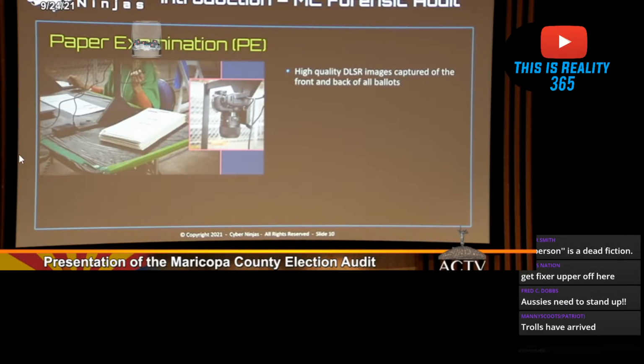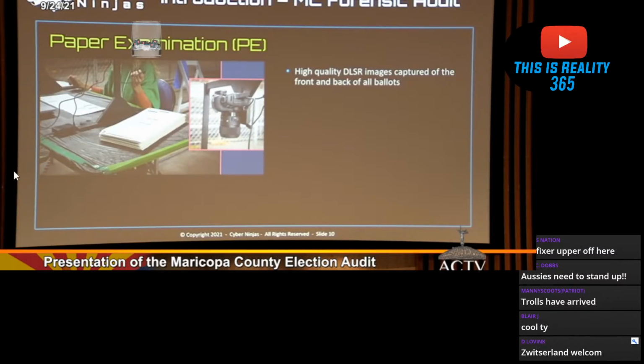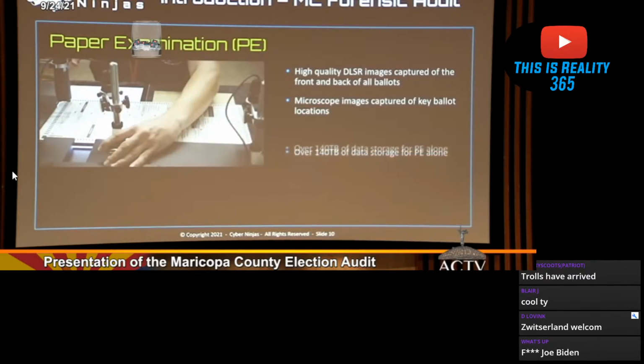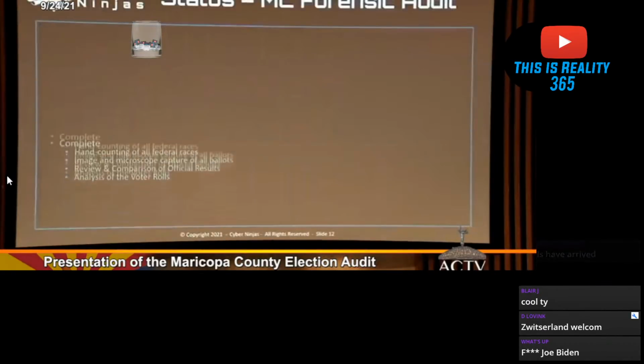After it was done with DSLR, actually, excuse me, sir? I'm sorry, the clicker's not working? There we go. Let's go back there really quick.